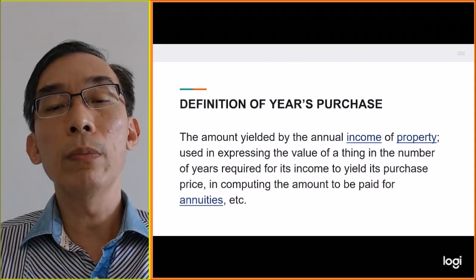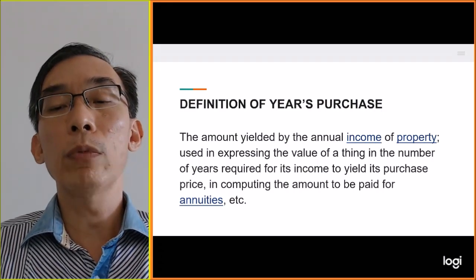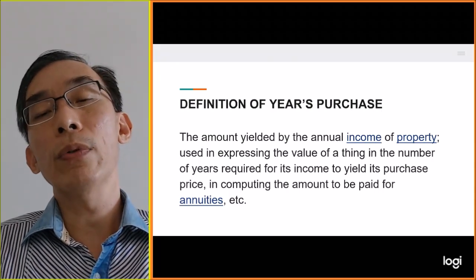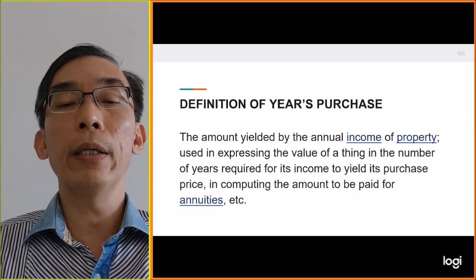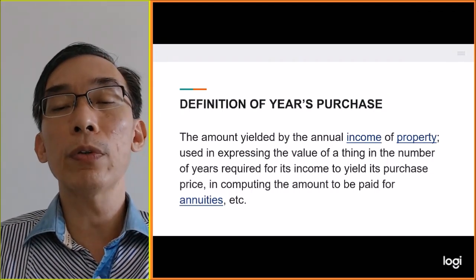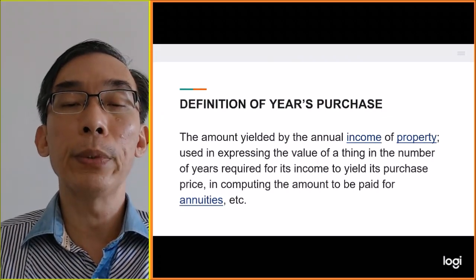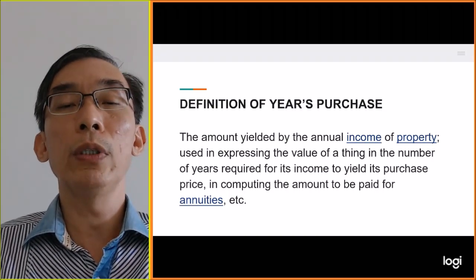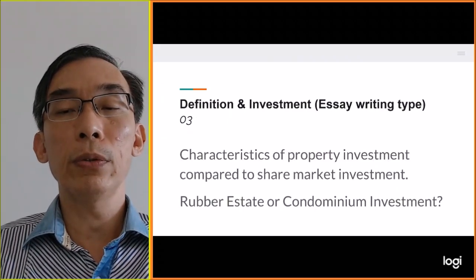So in this case, years purchase is the amount yielded by an annual income of a property, used in expressing the value of a thing in a number of years required for its income to yield its purchase price, in computing the amount to be paid for annuities. Meaning to say, if you have a rental income of a property which is 1,000 ringgit every month, and you are going to receive this 1,000 ringgit forever for this property, how much would the property cost now? What is the price the property should be sold at now for this type of income that is coming in the future? So years purchase would give you this definition. Yes, there is a multiple which you can use to come up with the price, which will be the value.